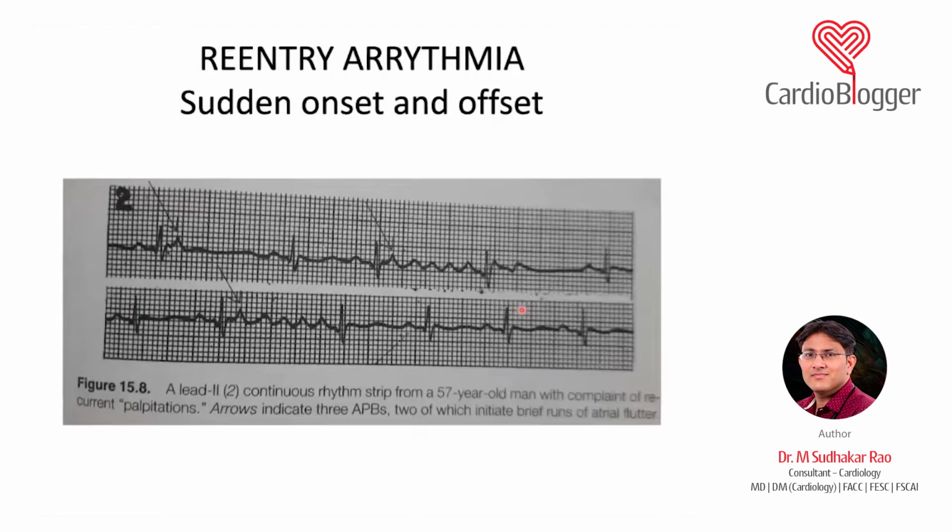Now, this example you can see here. There is an atrial premature complex. Because this atrial premature complex is in the absolute refractory period, here it has not initiated an arrhythmia. Now, here you can see the atrial premature complex is not in the absolute refractory period, so it has started an atrial flutter. So this is how the re-entry works. The second one is also the same thing. So it is sudden onset and sudden offset.